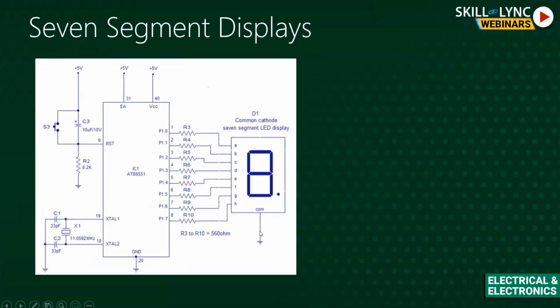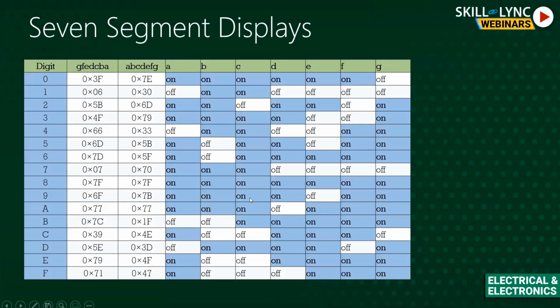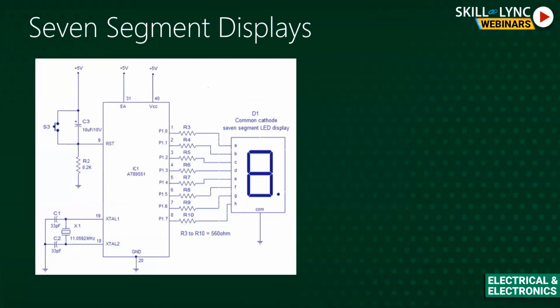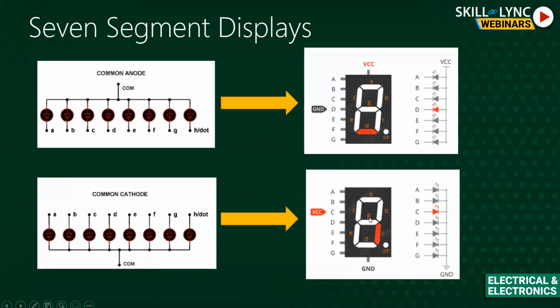Let's consider how exactly I will be able to print a value, let's say digits 1 2 3 4 5 6 7, A, B, C, D, E, F, anything. In this case, I also have the dot, and one is the common.